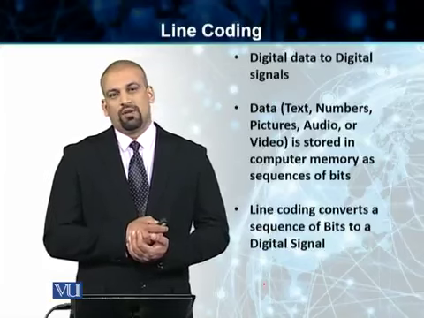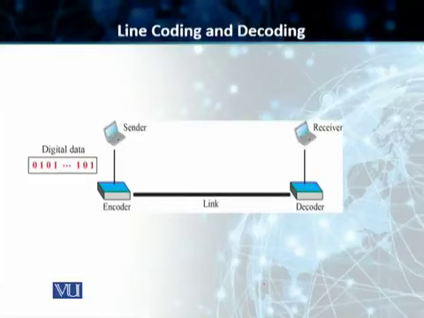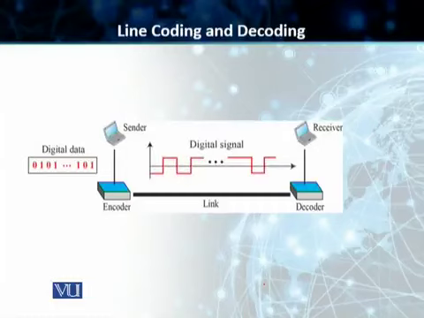Students, in the figure, what you can see is that we have got a data communication system which consists of a sender hooked up to an encoder. There is a link between the encoder and the decoder, and then we have got a receiver of the information. We are talking about line coding and decoding. So it's digital data which needs to be sent over this link using a digital signal.